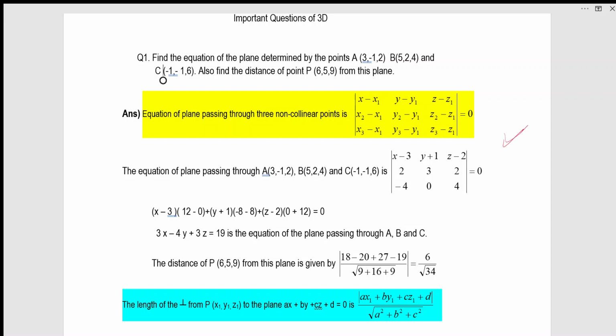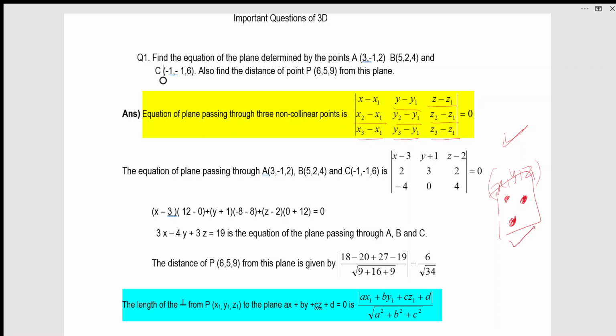I'm reading out this formula. Equation of plane passing through three non-collinear points. So there is a plane, it is passing through three non-collinear points. Let this point be x1, y1, z1, another point be x2, y2, z2, and let this point be x3, y3, z3. So the equation of plane will be the determinant: first row x minus x1, y minus y1, z minus z1; then x2 minus x1, y2 minus y1, z2 minus z1; x3 minus x1, y3 minus y1, z3 minus z1, is equal to 0. So this is the equation of plane which is passing through three non-collinear points.